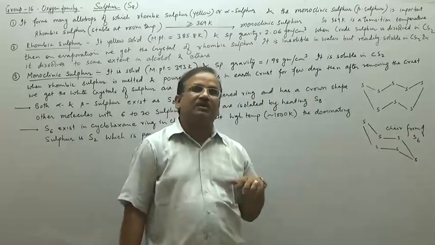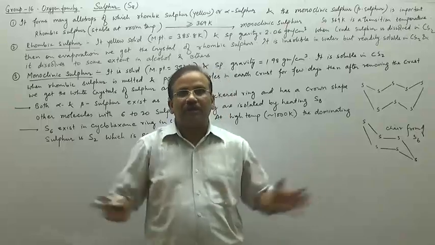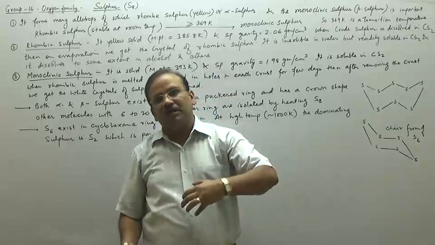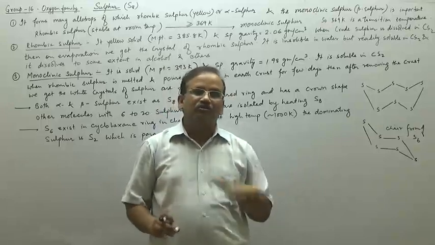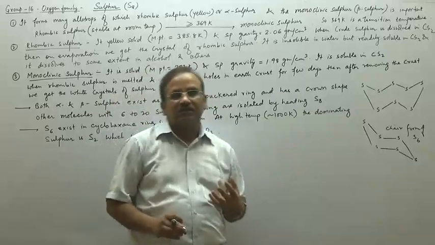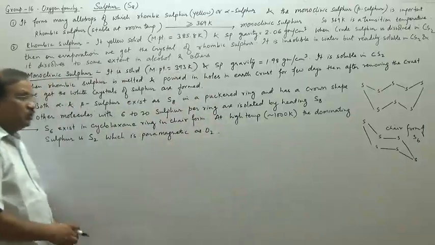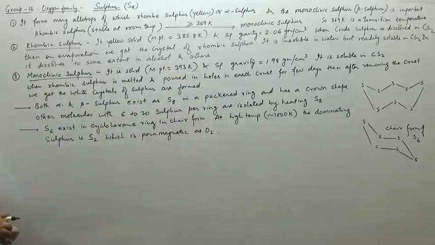We know that the rhombic sulfur is poured in the holes made in the earth crust. We pour that in for a few days, and after removing the crust we get needle-shaped white crystalline crystals, that is called the monoclinic sulfur. So this is about the sulfur.